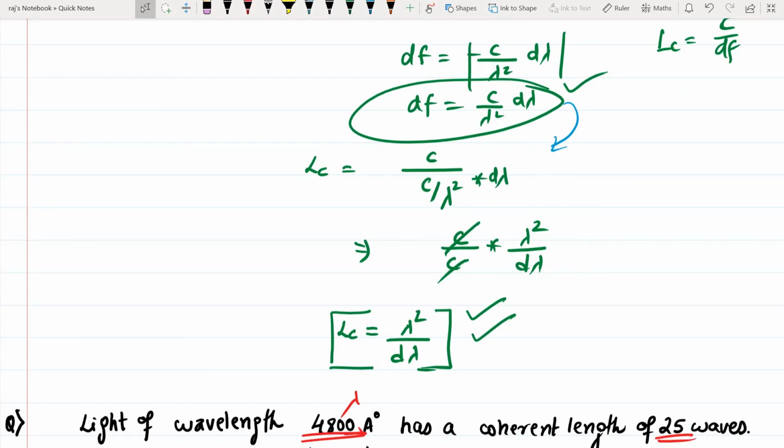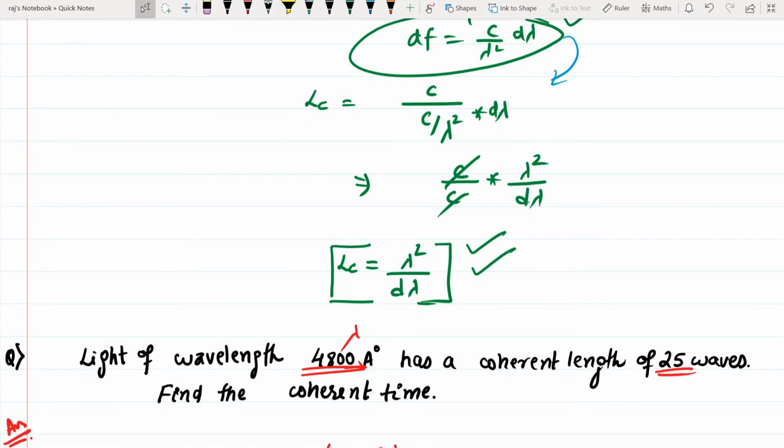Okay, now let's take one of the questions. Light of wavelength lambda is 4800 angstroms, has a coherent length of 25 waves. Find the coherent time. See, we already know time. Time is nothing but what? Speed is equal to distance by time. So time will be nothing but distance by speed.